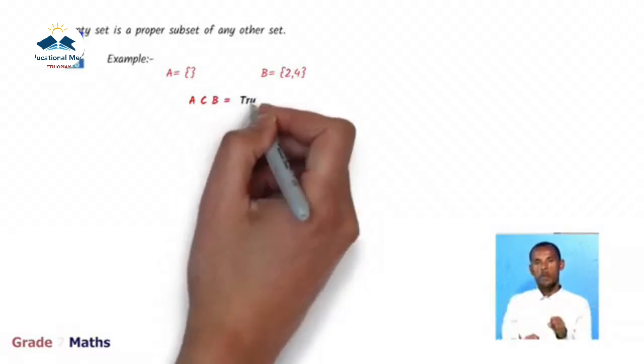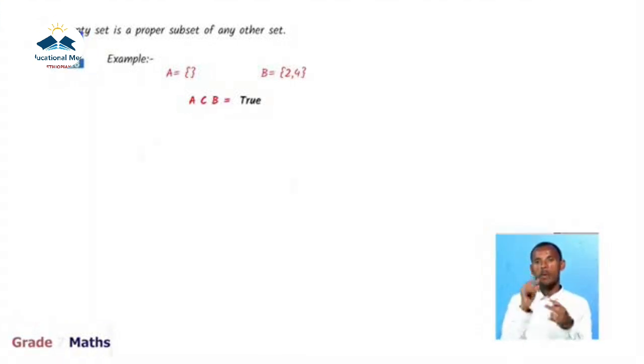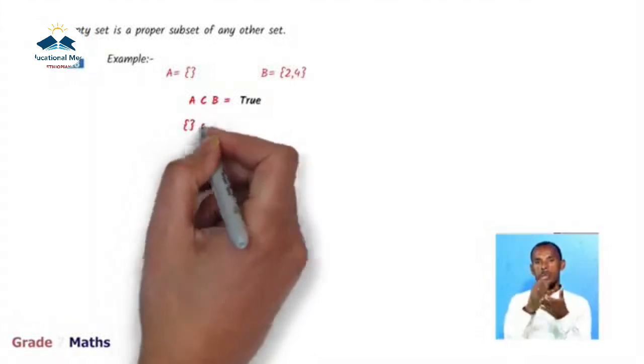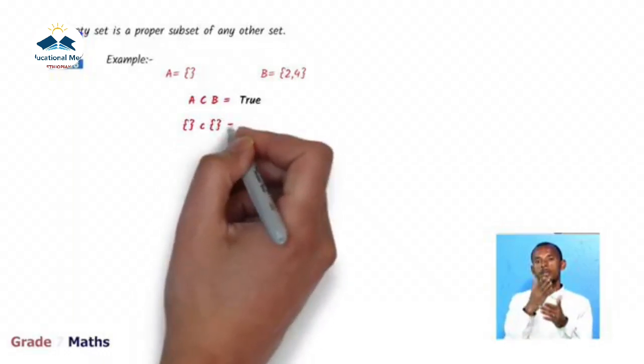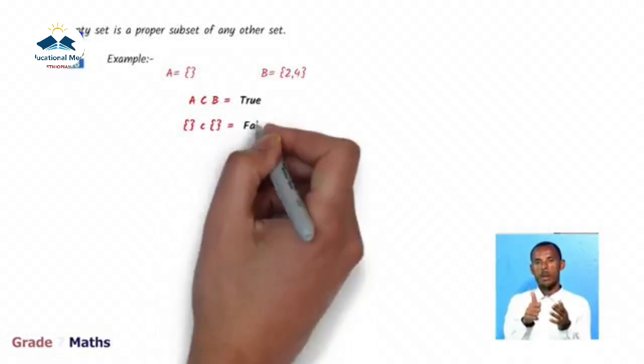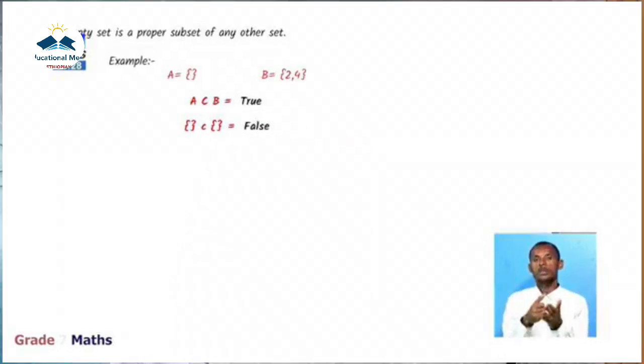So you have to know that the empty set is a proper subset of any other set, but the empty set is not a proper subset of the empty set itself. Which means if you have the statement, the empty set is a proper subset of the empty set, this is a wrong statement, because the second set has no more additional element. So this is it.